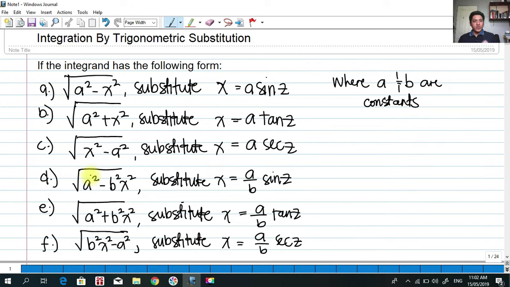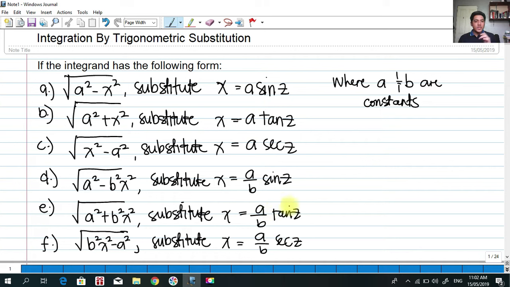Okay, the variables flip over, wherein here the x squared is the first one, minus a squared. We can substitute x is equal to a secant z. For letter D, if the integrand has this form, square root of a squared minus b squared x squared, meaning to say that the coefficient now of x squared is not already 1, because b is another constant, we can substitute x is equal to a over b sine z, okay? Again, this is only a, this is only b, sine z.